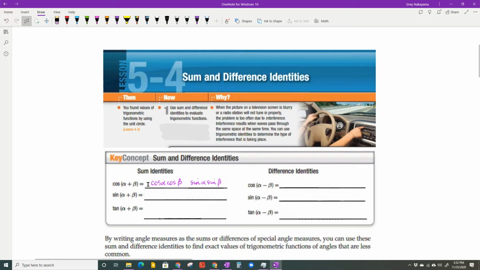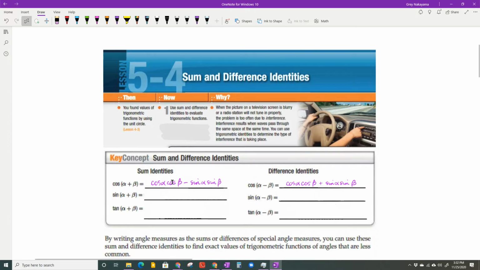So what I want to point out to you, and it's the same thing on the other side with the difference, is that there's a plus sign here when the trig functions are the same. Okay, so cosine alpha plus beta is cosine alpha cosine beta minus, and if it's a minus sign here, it's going to be a plus.